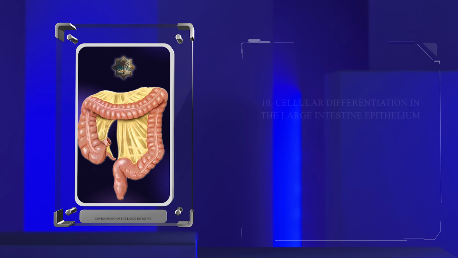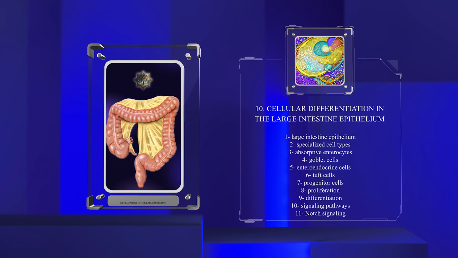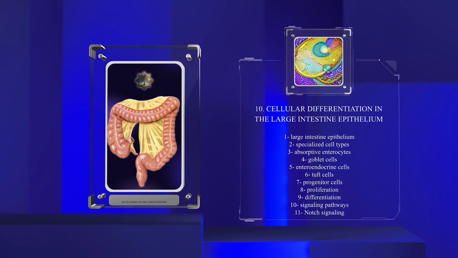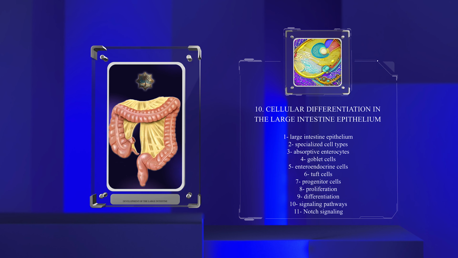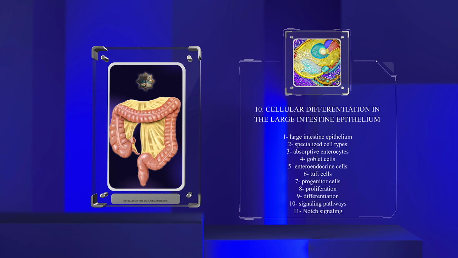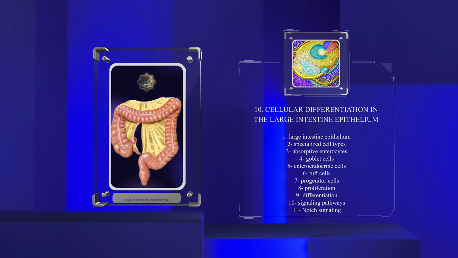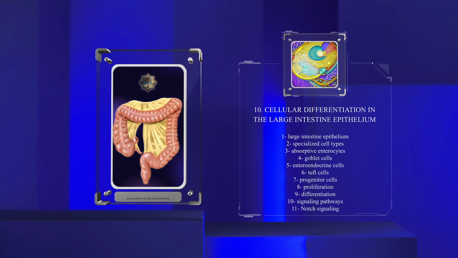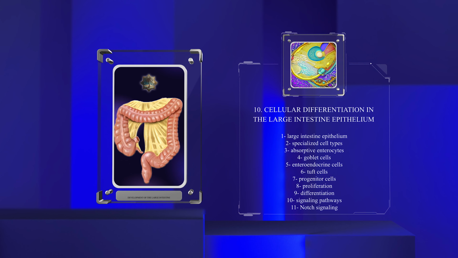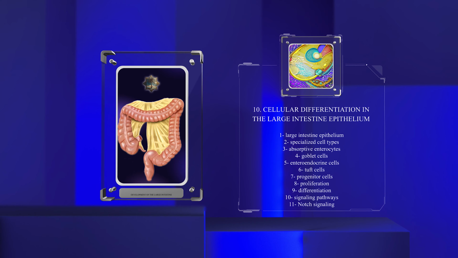The large intestine epithelium is composed of various specialized cell types, including absorptive enterocytes, goblet cells, enteroendocrine cells, and tuft cells. The formation of these different cell types occurs through a tightly regulated process of sequential differentiation. Progenitor cells within the epithelium undergo proliferation and subsequently differentiate into the different cell types of the large intestine. This process is orchestrated by the precise regulation of signaling pathways, such as Notch signaling, and the sequential expression of specific transcription factors that drive cell fate determination.